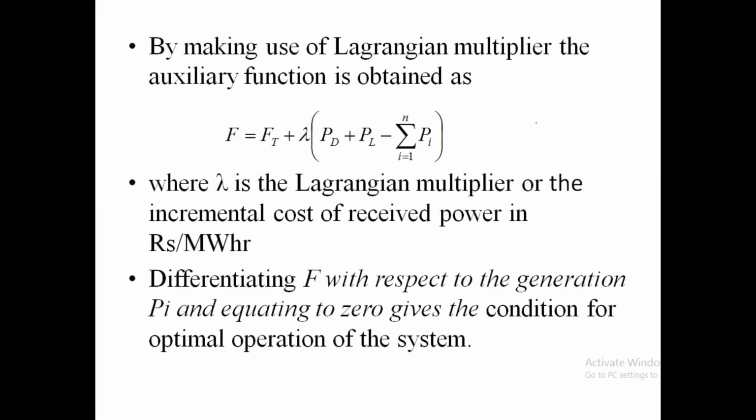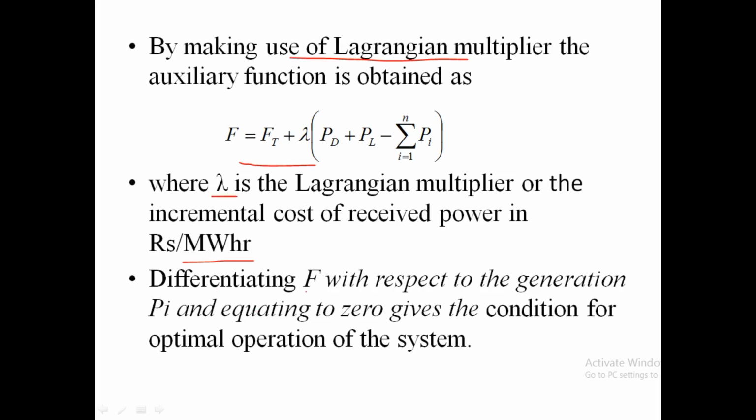Now what we have to find, again the same thing we follow here, by making use of the Lagrangian multiplier. The auxiliary function is obtained as f equal to ft plus lambda into the condition, that is, the quantity to be minimized plus lambda times the constraint. The constraint is Pd plus PL minus sigma i equal to 1 to n of pi, where lambda is the Lagrangian multiplier, also called the incremental cost of received power, in rupees per megawatt hour. Lambda's unit is rupees per megawatt hour.